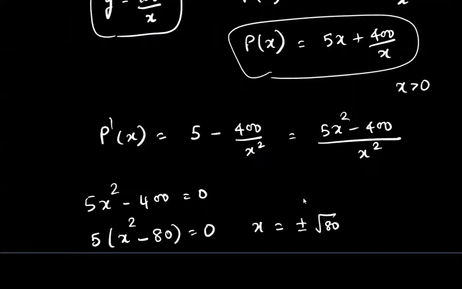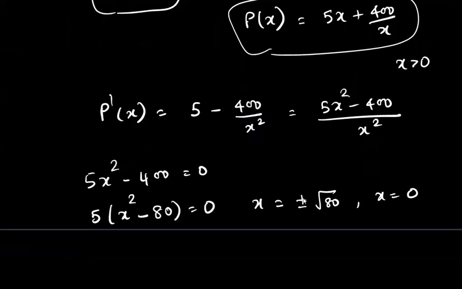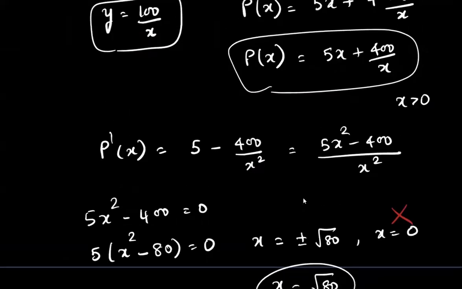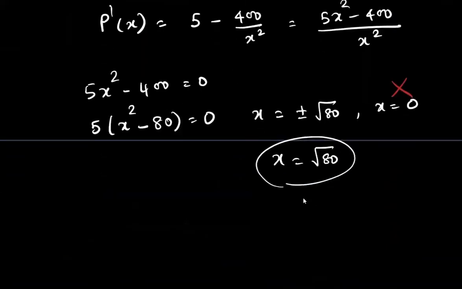The denominator gives me x equals 0 as a critical point, but this is not in the domain. Negative root 80 is also not in the domain. So there is only one value that I'm interested in, which is x equals square root of 80. Now I need to make sure whether this is a maximum or a minimum.